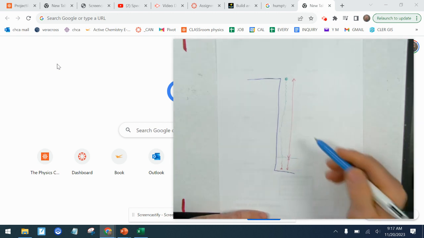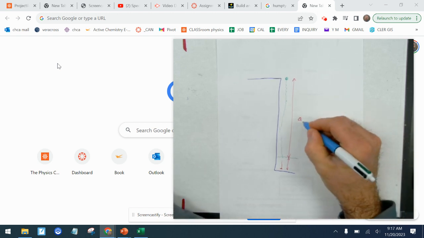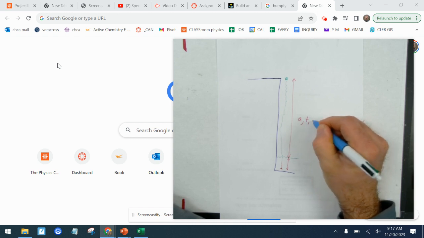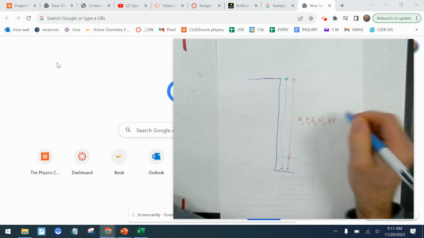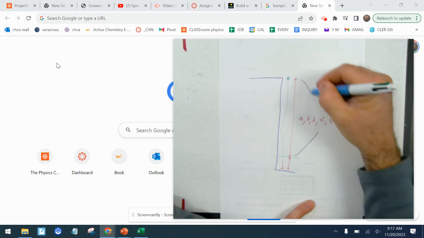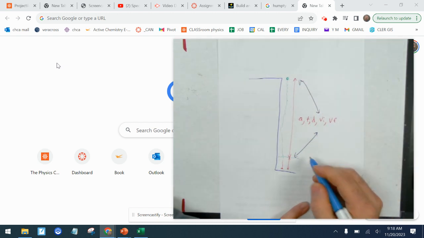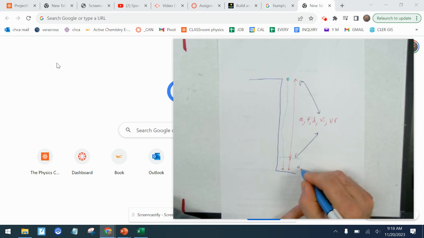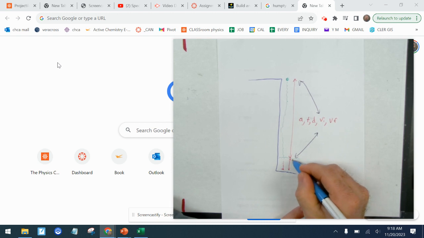Very similar. This is like the opposite of the rocket scenario, but you're going to have an acceleration here, a time here, a distance here, a velocity initial here, and a velocity final here. That is for these scenarios. You're also going to have an acceleration down here, a time down here, a distance down here, a velocity initial down here, and a velocity final down here. That's for these scenarios.